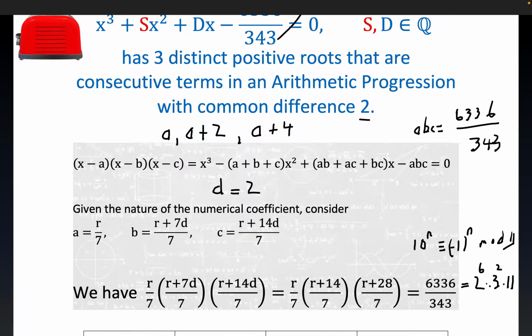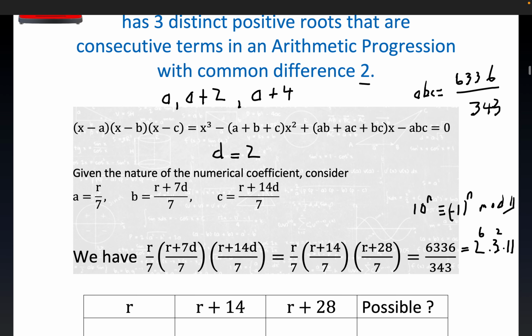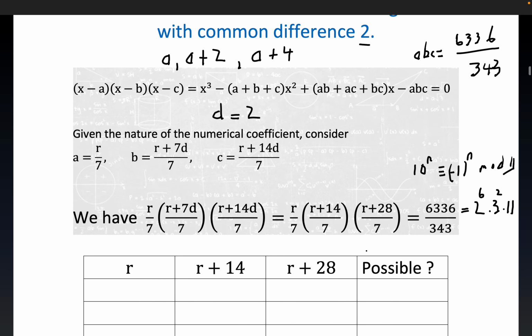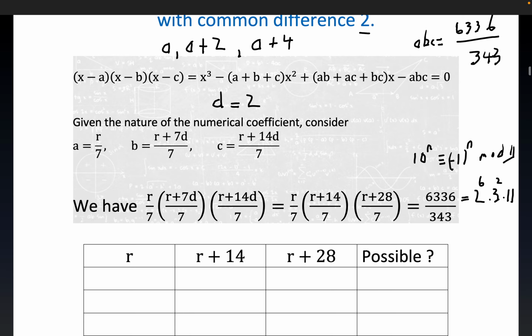6336 is this prime factorization. And I've done something here that I thought was really pretty cool. What I've done is I've lined up the possibilities.